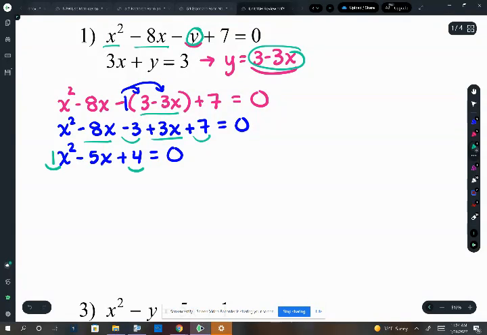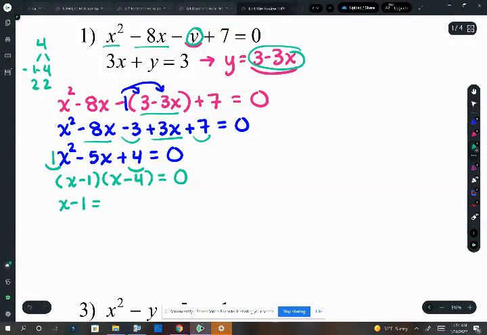So 1 times 4 is 4. And we're looking for factors of 4, so 1 and 4 or 2 and 2. And we're looking for factors that are going to give us a negative 5. And the only way we can get negative 5 is if both of these are negative. And because it's a 1, we're going to factor the fast way and just say this is x minus 1 and this is x minus 4. And then we're going to set those equal to 0 and solve.